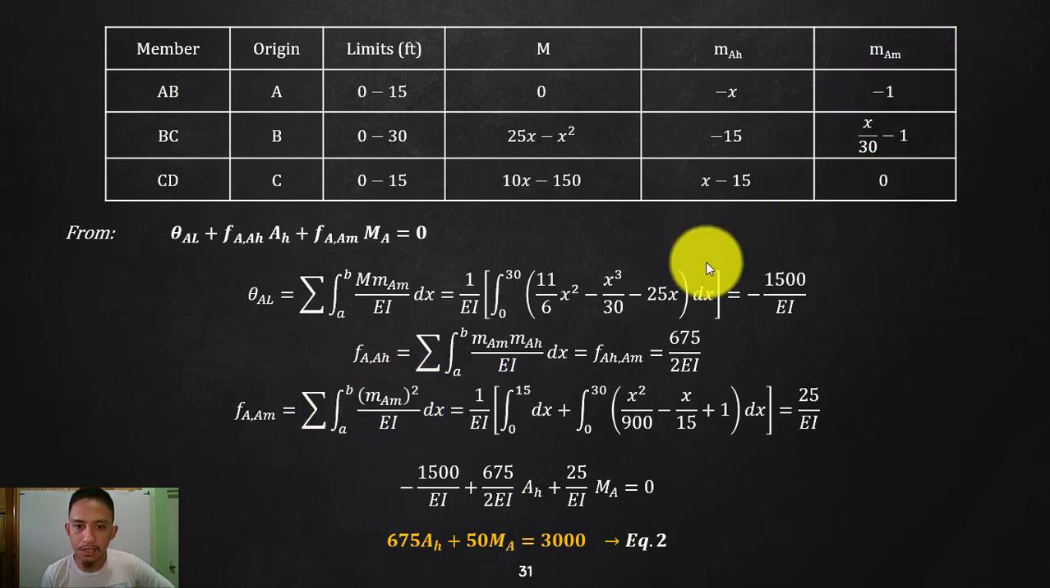So if I square this, it is positive 1 dx, from 0 to 15. Square this one, this will give this one from 0 to 30. Square 0, so that is useless. Well, we will end up here with 25 over EI. Substituting these values to the equation here on top, you will end up with equation 2.